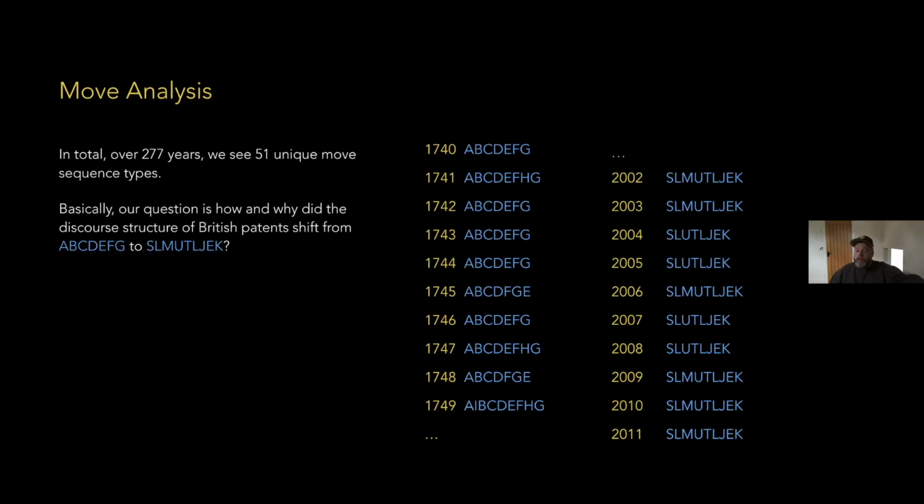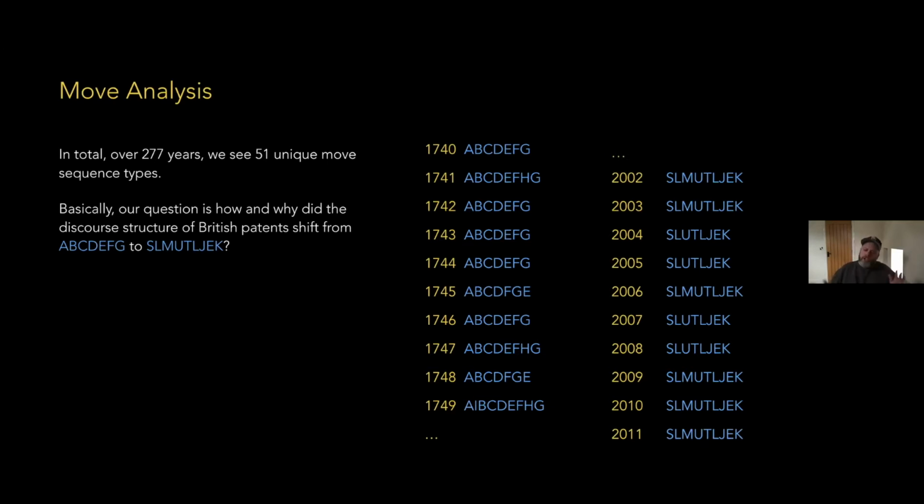So like I said, over those 277 years, we see 51 unique move sequence types. And here are the first ones. You can see the first one is A, B, C, D, E, F, G. The second one, you get the insertion of H, and so on. And then A, B, C, D, E, F, G comes again in 1742. That holds on for a few years until 1745. It gets replaced by another one.